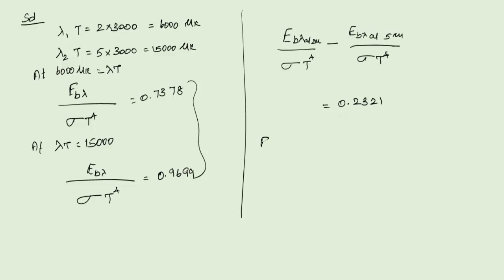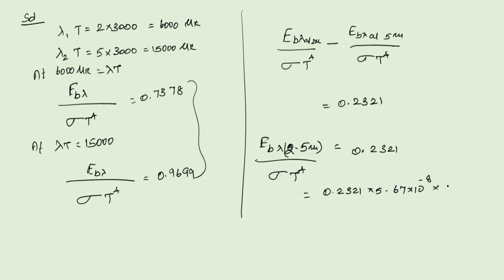So E_b lambda between 2 and 5 micron divided by sigma T to the power 4 is nothing but 0.2321. Just substitute the sigma T value: 0.2321 into 5.67 into 10 to the power minus 8 into temperature 3000 Kelvin to the power 4. You will get the answer as 1.06 into 10 to the power 6 watt per meter squared. Okay, thank you all. In the next video we will solve some more problems on radiation heat transfer.